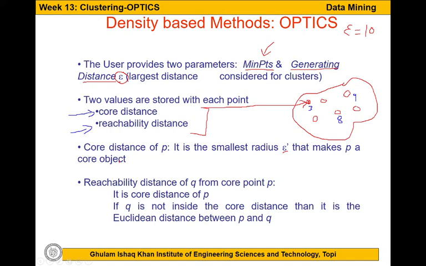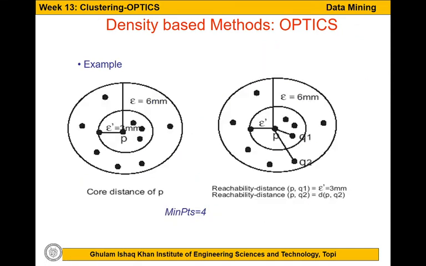Now the reachability distance of Q from a core point P is the core distance of P if this point is within the radius of P. Otherwise, if it is not within the radius, which is the epsilon dash radius, then it will be the Euclidean distance between these two points.